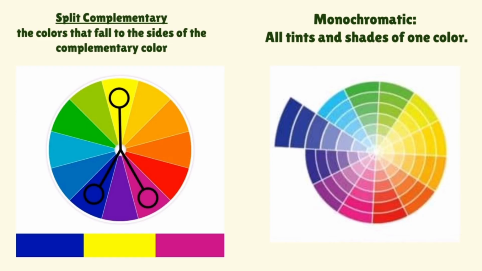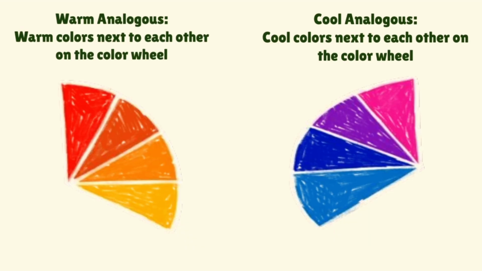A split complementary. Those are the colors that fall onto the side of the complementary colors. And the monochromatic is all tints and shades of one color. Now for warm analogous. The warm colors next to each other in the color wheel, like red, orange, yellow-orange, or yellow. And the cool analogous colors are cool colors next to each other in the color wheel, like blue, violet, and red, violet.